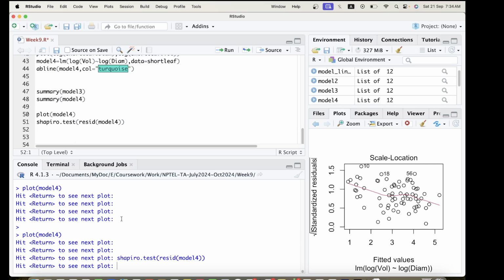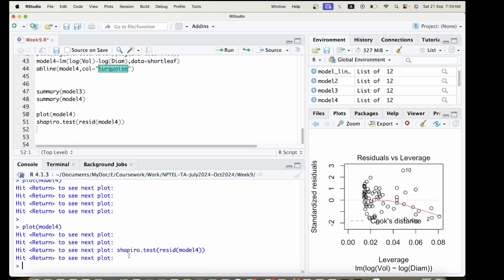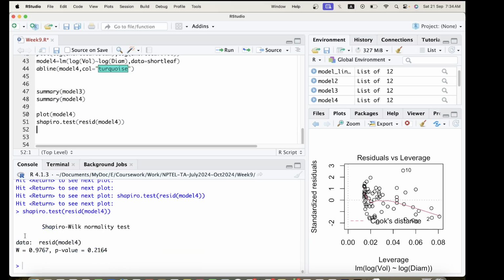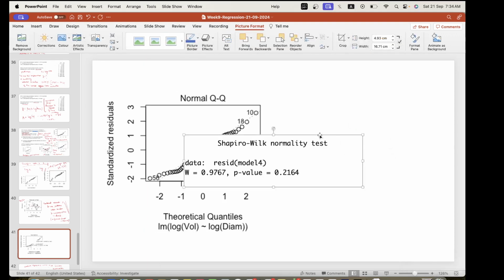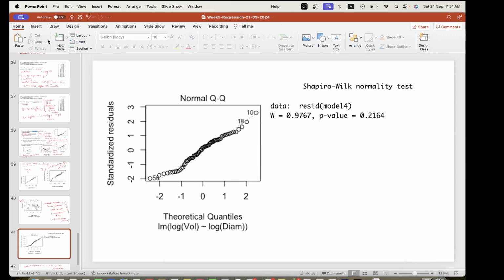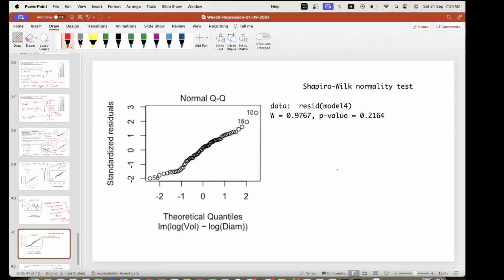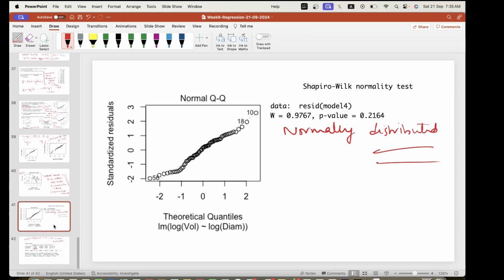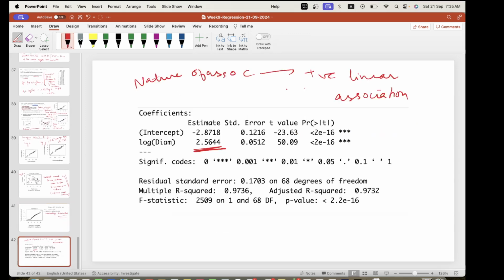So the Shapiro test of residuals is giving me this, which shows that these are normally distributed. So we are good to go ahead with this model. Now here, nature of association, I have said this is a positive linear association.